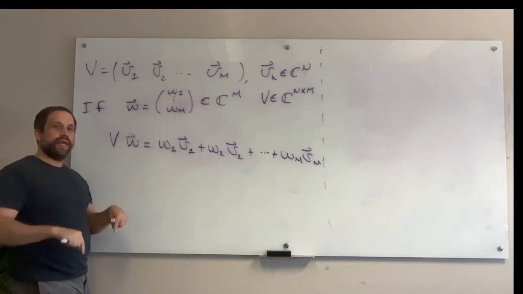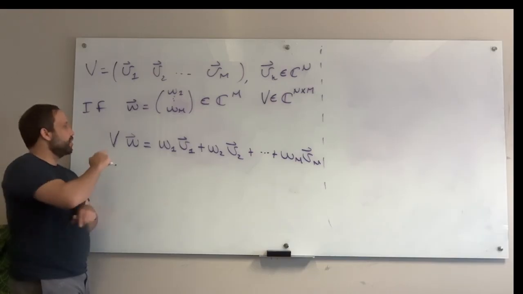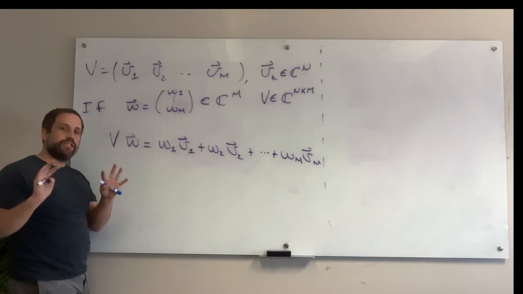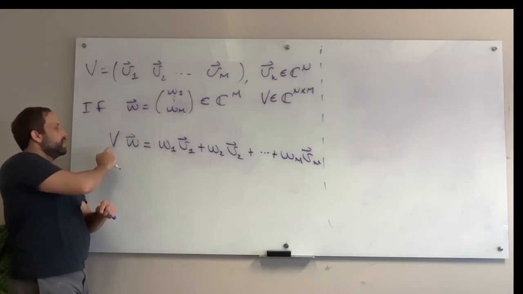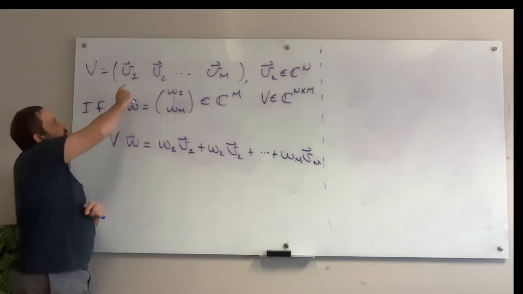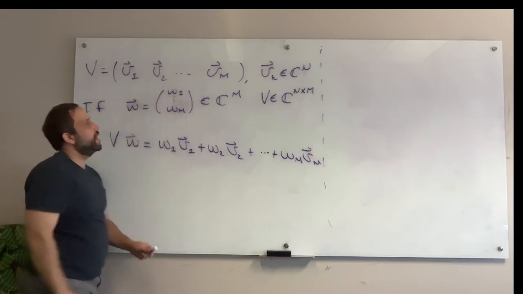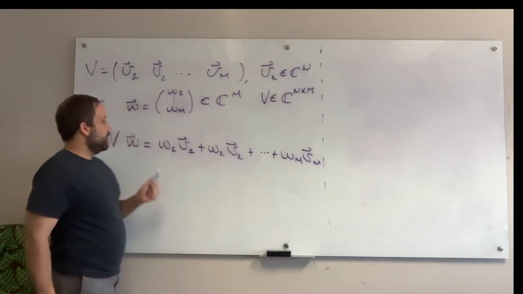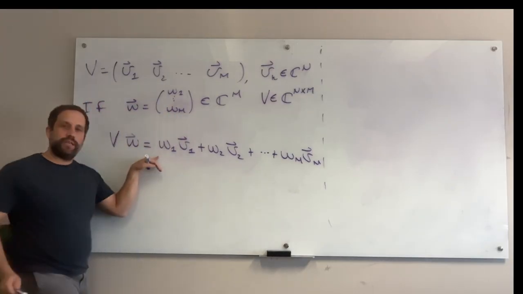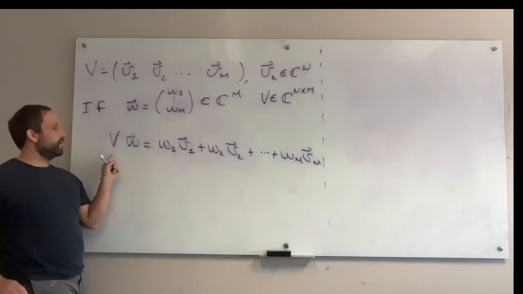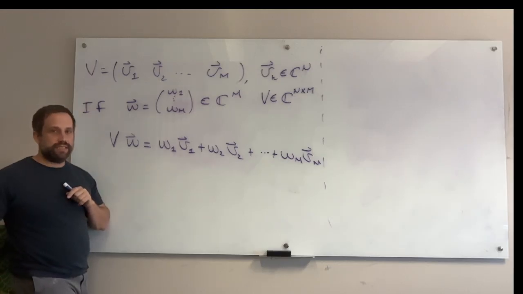And notice what you get out is going to be a complex vector in the space whose dimension is equal to the number of rows of V. So V1, V2, all the way through Vm are in Cn. So all of these vectors are in Cn, and so this linear combination here, the product of V and W, is going to be in Cn.